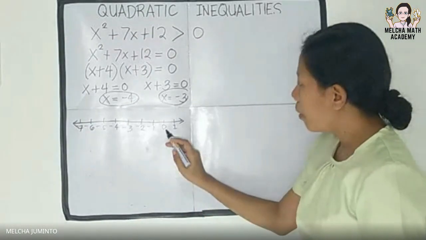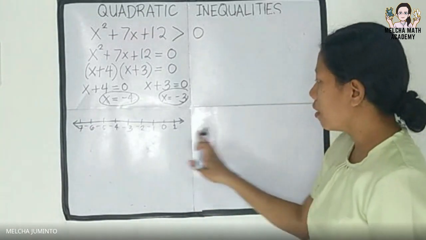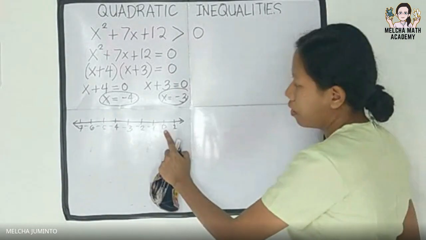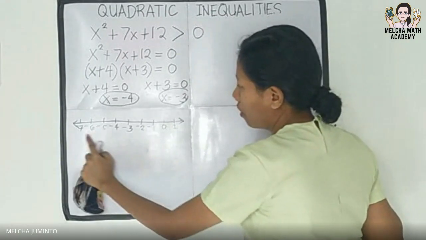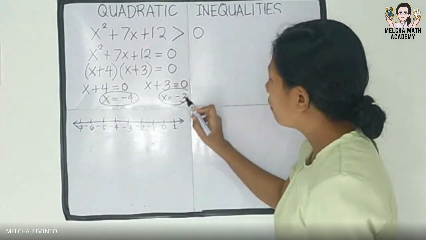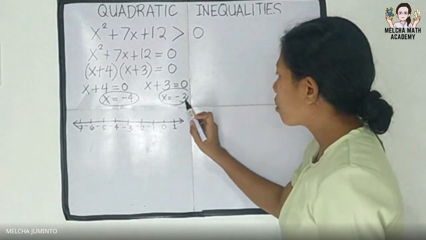So we have 0 here. If we extend this line, all numbers here to the right are positive. 0 is here. If we extend here, all numbers to the left are negative. Next, we plot the values of x.